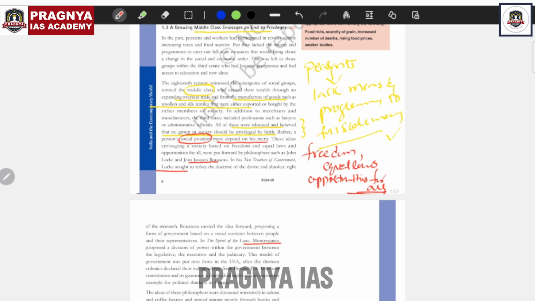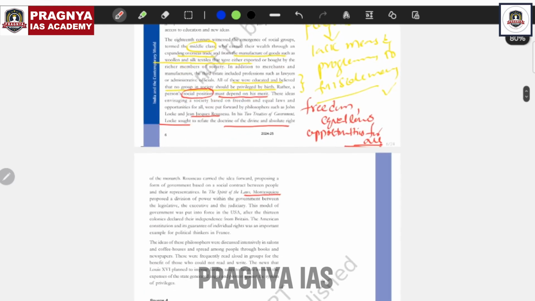Locke, in his Two Treatises of Government, sought to refute the doctrine of divine and absolute right of the monarch, whereas Rousseau carried the idea forward, proposing a form of government based on a social contract between the people and their representatives. Montesquieu, in The Spirit of the Laws, proposed division of power within the government between the legislature, executive, and judiciary.